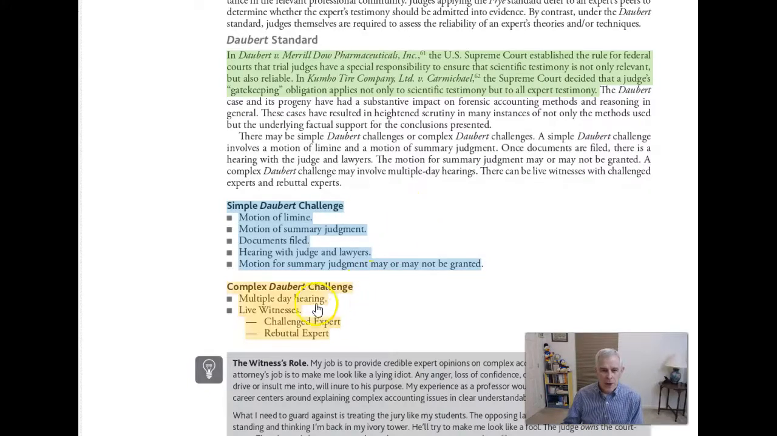A complex Daubert challenge goes on for multiple days. I've seen this myself in person in a court case I was working on. The Daubert challenge was not against me, but there was another expert witness involved in the case who was trying to be kicked off the case. I went to the courtroom, I think a couple of days in a row, and was told to go home because this Daubert challenge was going on for several days.